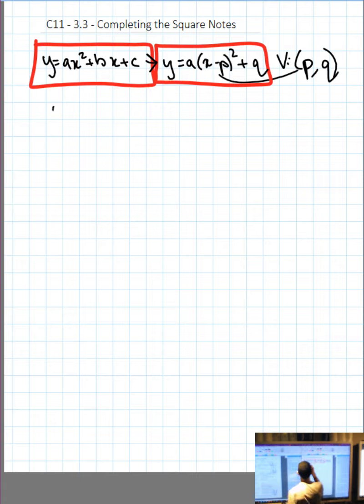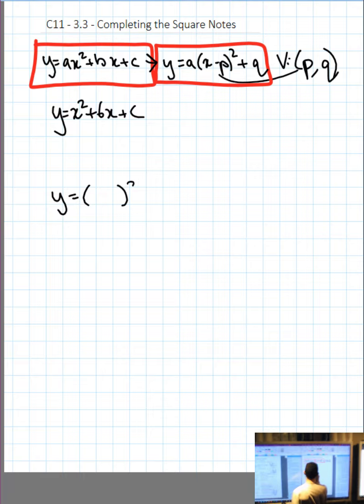So let's take a look at the first example. y equals x squared plus 6x plus c. And that is in standard form, and we want to convert it to vertex form. So we need to figure out a number that we can replace for c, that it will factor well, and it will eventually look like this, to be in vertex form with something being squared.